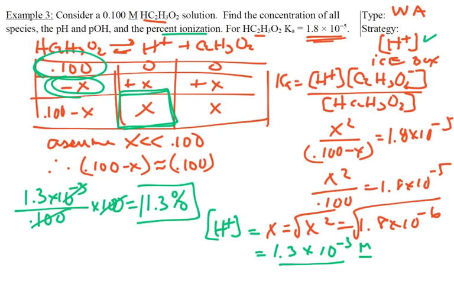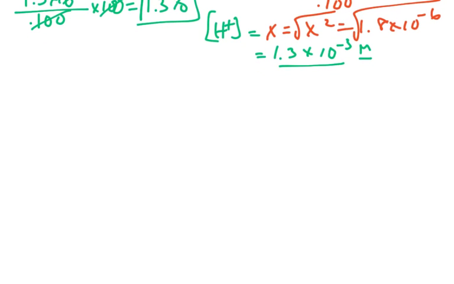So our vinegar, our acetic acid solution, is dissociated to the tune of about 1.3%, which is what we usually say about a weak acid, between 1 and 5%. Now let's go back and finish our problems. Okay, we know our H+ concentration, so we can figure out the rest of these.